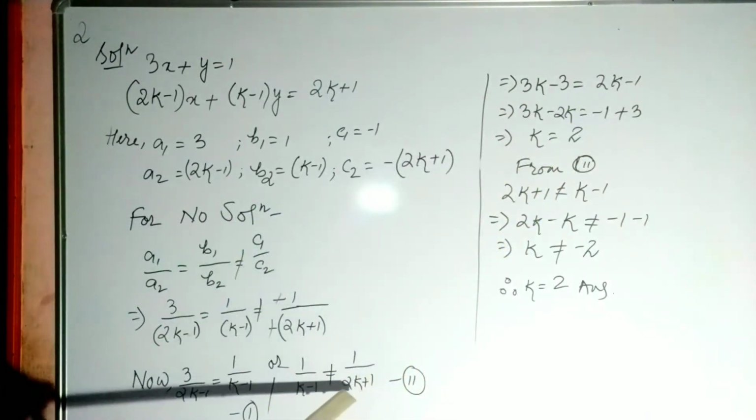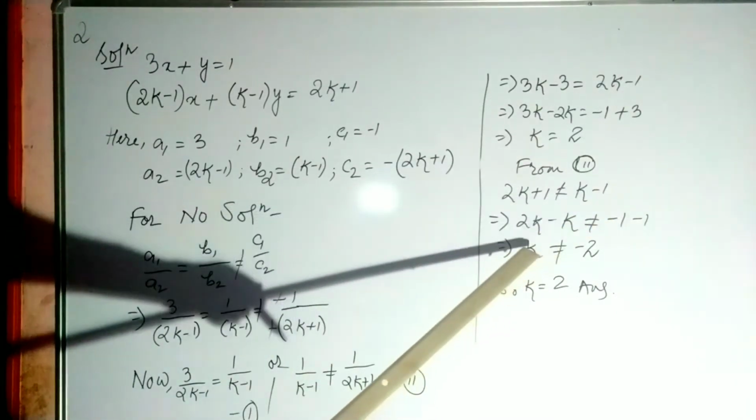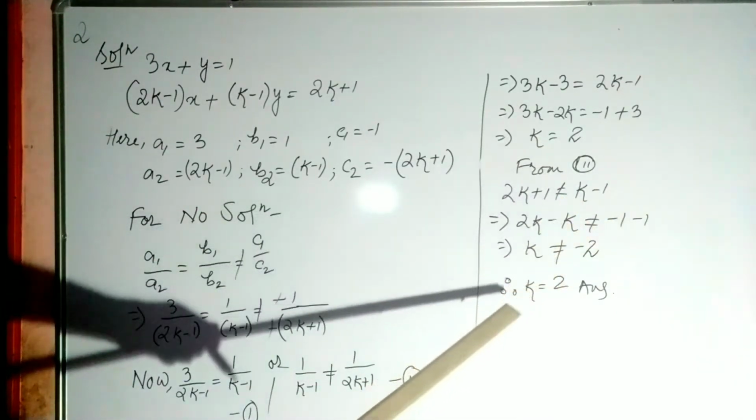From this one, 2k plus 1 not equal to k minus 1, we calculate it, we get that k not equal to minus 2, hence k equal to 2.